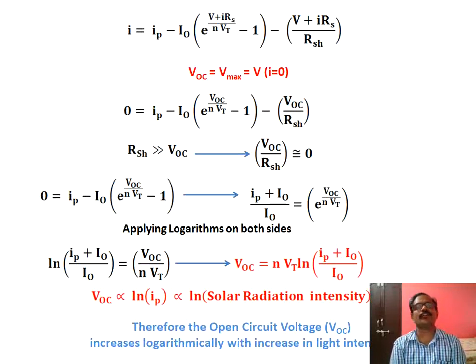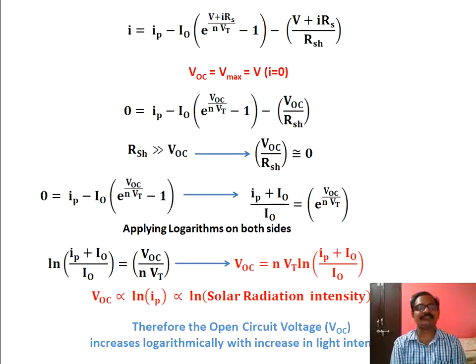As I already told you, the value of RSH will be very very high, which will be in the range of 200 to 300 ohms. But the value of VOC is in the range of 0.5 volts. Therefore 0.5 by 200 will be a very negligible value, and thereby we can take it approximately equal to 0. And therefore 0 equals IP minus I naught into e power VOC by NVT minus 1, minus 0. That VOC by RSH we can replace with 0.